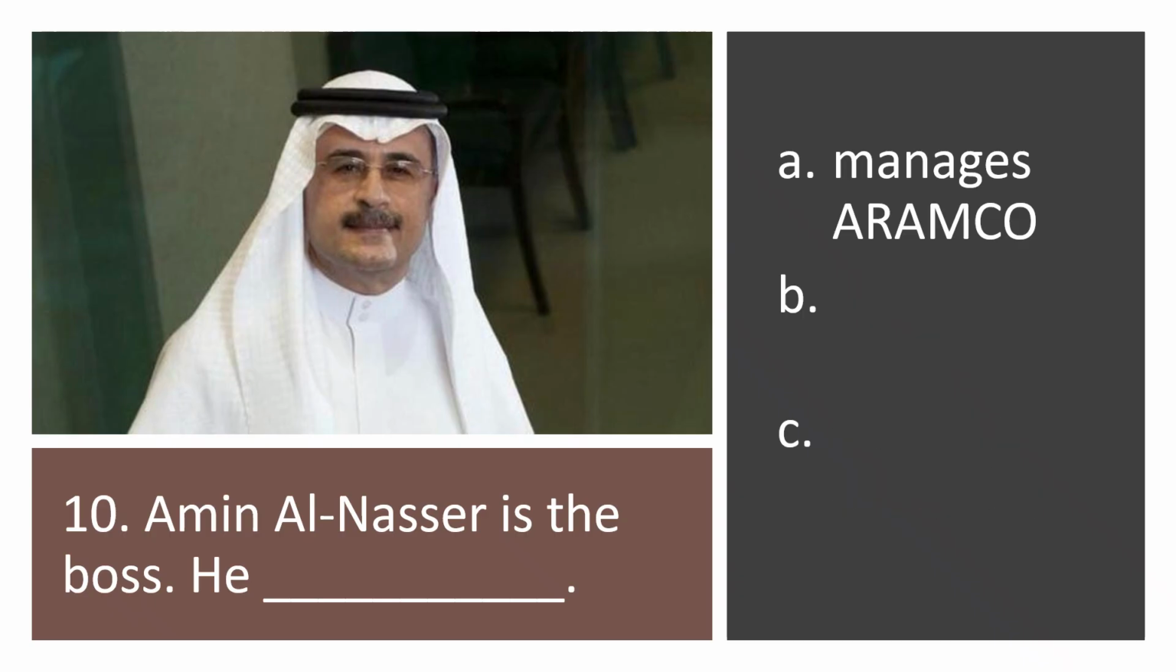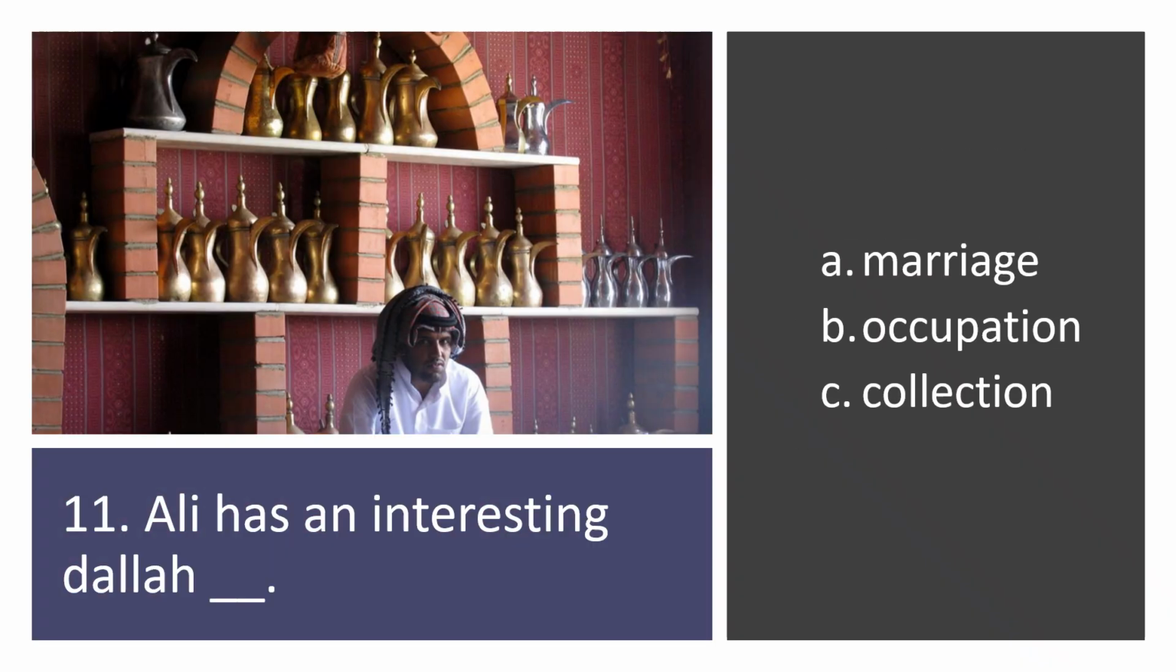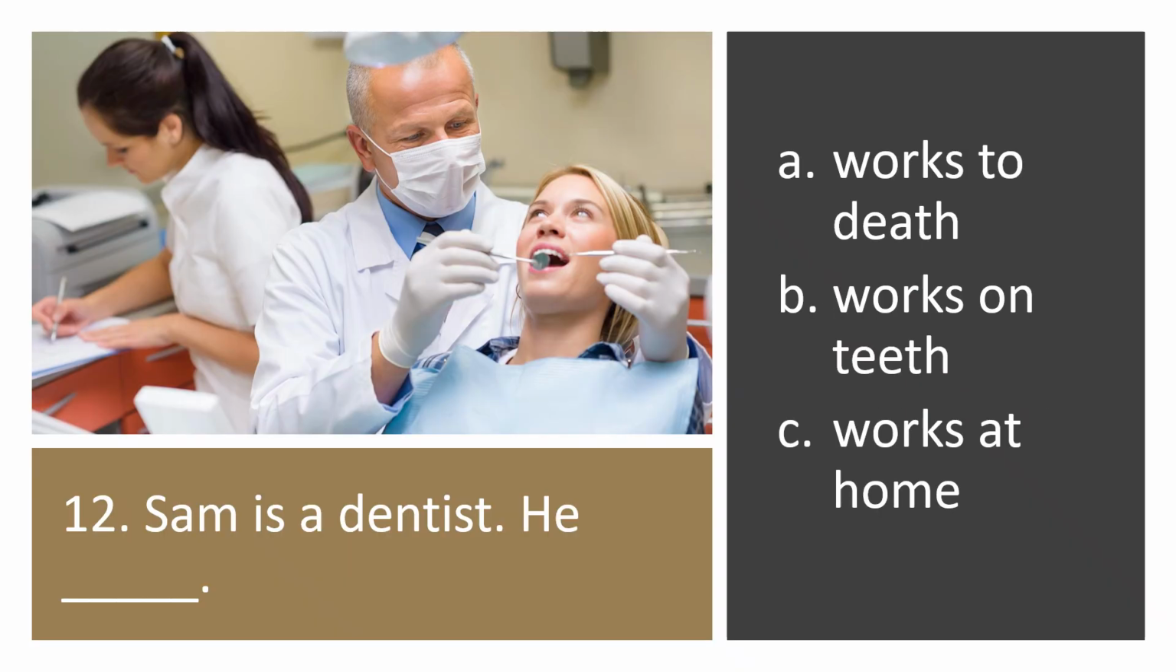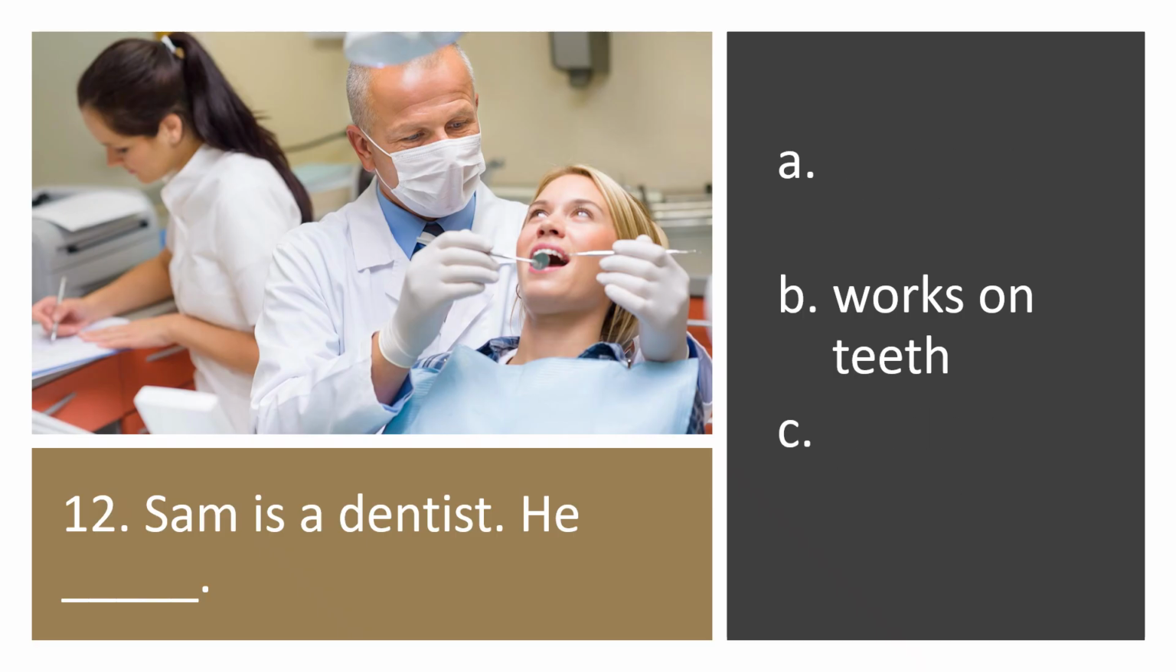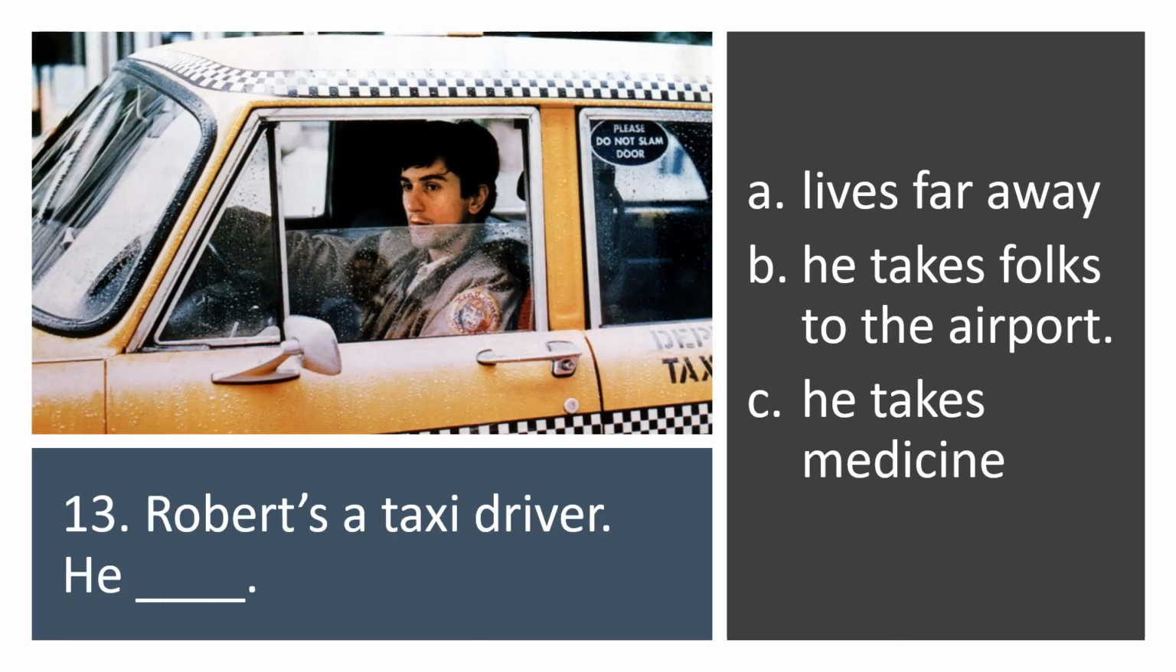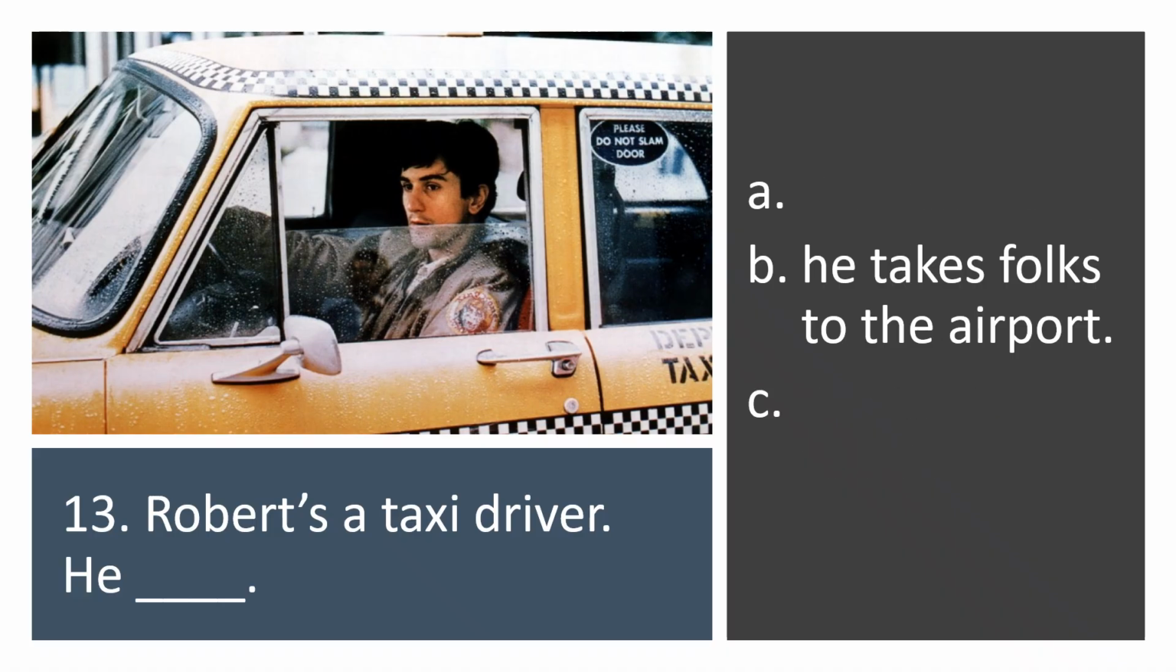Amin Al Nasser is the boss. He manages Aramco. Ali has an interesting dollar collection. Sam is a dentist. He works on teeth. Robert's a taxi driver. He takes folks to the airport.